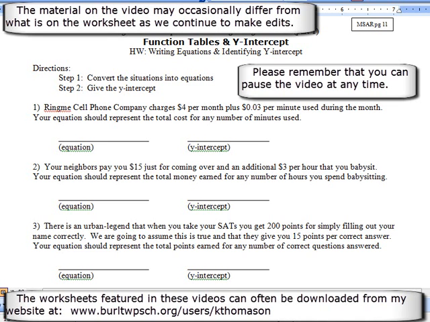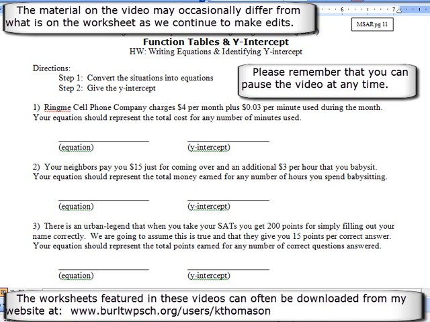This is the math video tutorial for Moving Straight Ahead, the rewrite for page 11. The directions are convert the situations into equations and give the y-intercept. This homework is very similar to what we did in class.